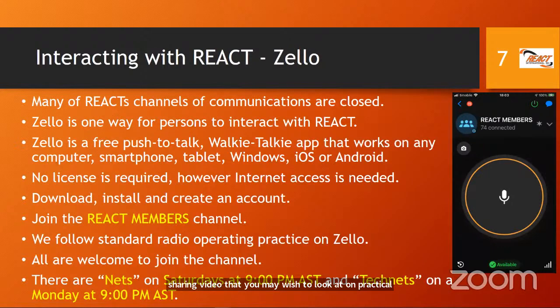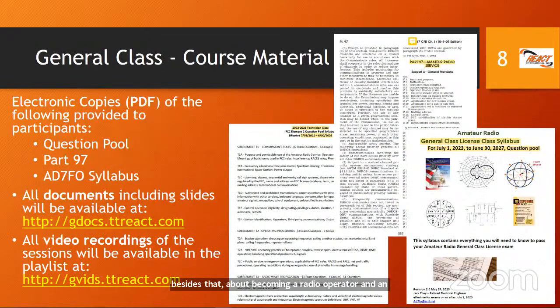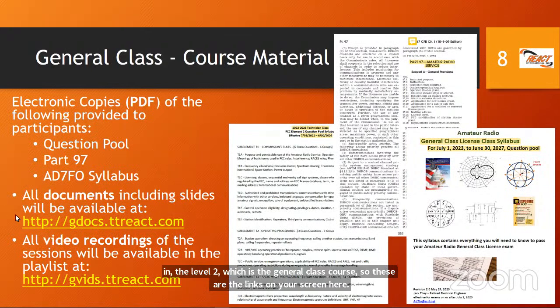In the amateur radio course, we focus on all of the material for the syllabus, but there's a lot more besides that, about becoming a radio operator and an amateur radio operator as well. So, okay. So coming to the material for this course that we're in, the level 2, which is the general class course. So these are the links on your screen here where you can get access to all of the material for the current course.